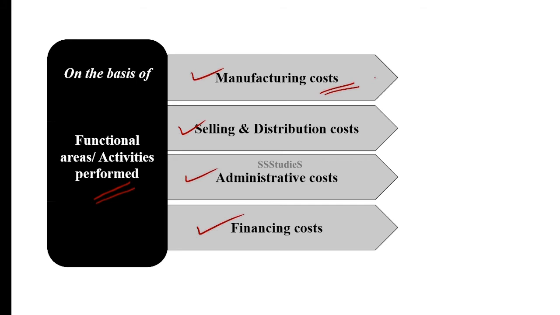This includes all those costs which are involved in selling and distributing the commodity. For example, salary or commission of the salesman, advertisement expenses, rent of showroom, all these are selling and distribution costs. And coming to administrative costs, these are the expenses that are incurred for general management of an organization.